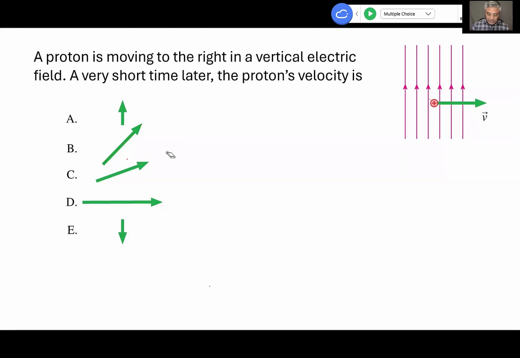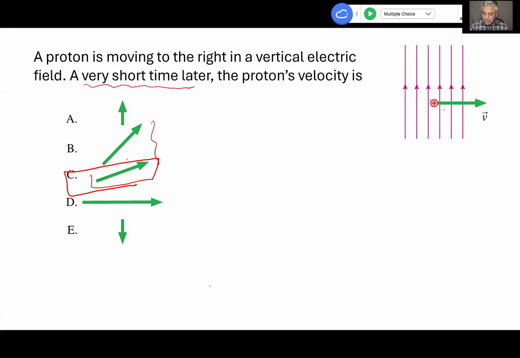So both of these are possible answers, but since this says very short time later, that means it does not get a chance to turn a lot, just a little bit. So that's why I think C is the best choice in this case.